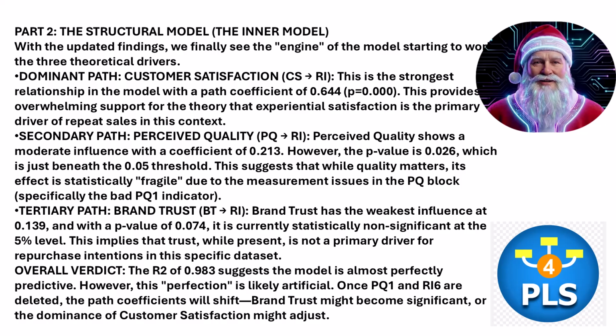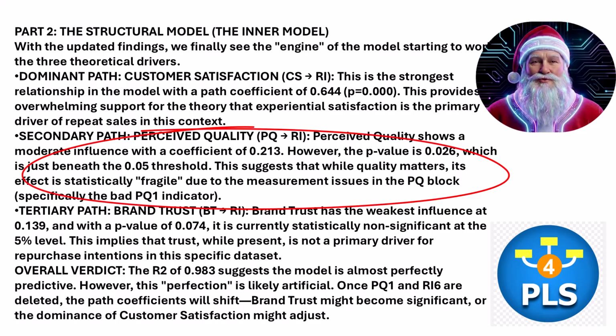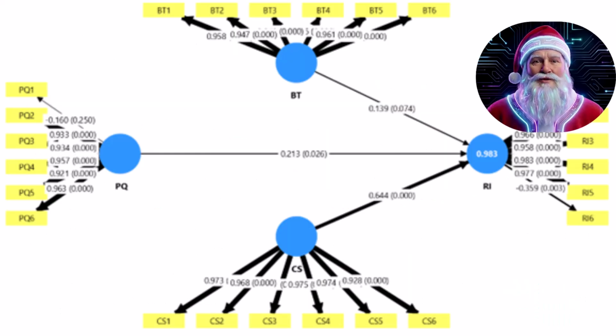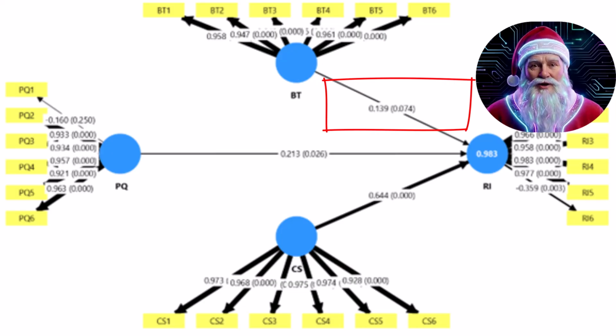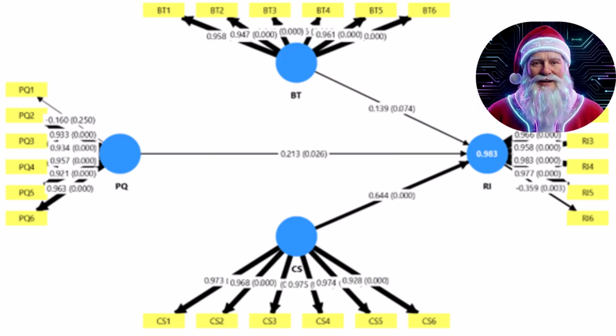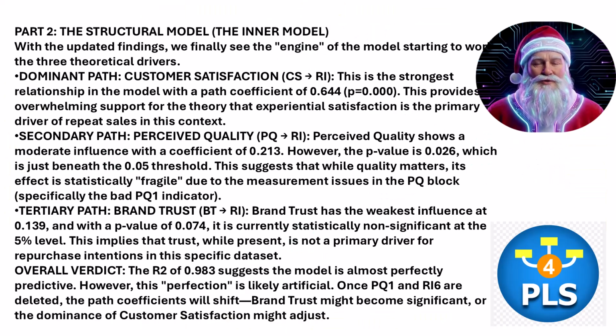Then we have perceived quality coming in second with a path of 0.213. Its p-value is 0.026, which is significant, but it feels a bit fragile, doesn't it? That's likely because that bad PQ1 indicator we talked about earlier is still dragging it down. And what about brand trust? Well, it's currently the weakest link with a path of 0.139 and a p-value of 0.074. Since that's above our 0.05 threshold, it's technically non-significant right now. Does that mean trust doesn't matter, or is it just being overshadowed by the measurement errors we need to fix?